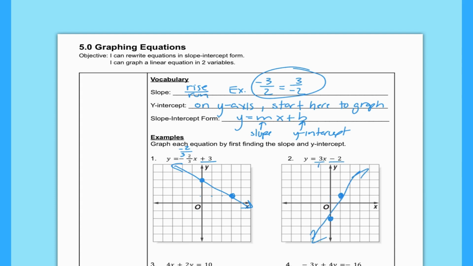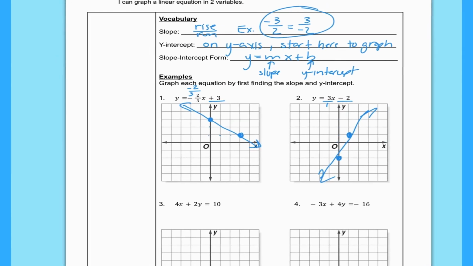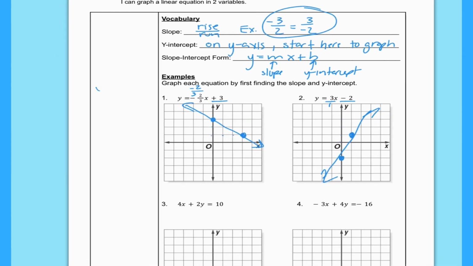And then we can make some notes in case you are having trouble remembering that up and right are positive directions, and down and left are negative directions.